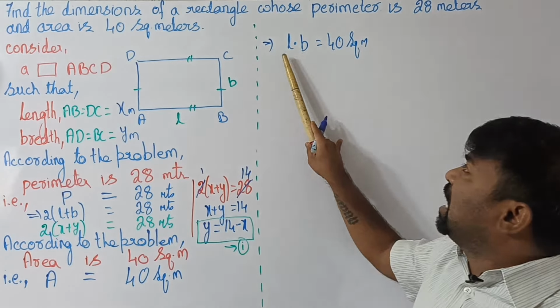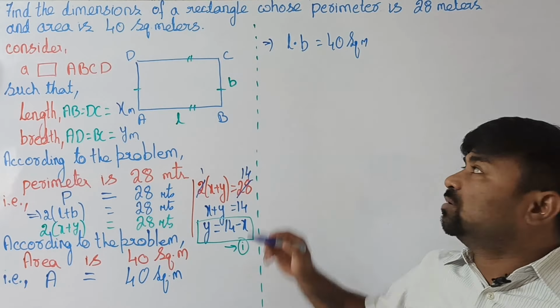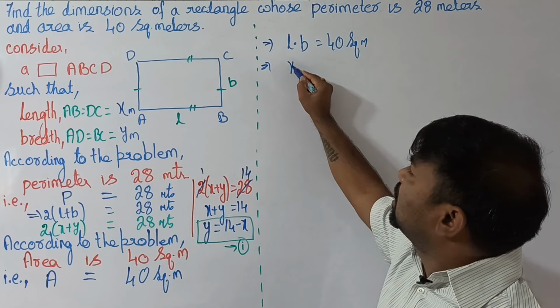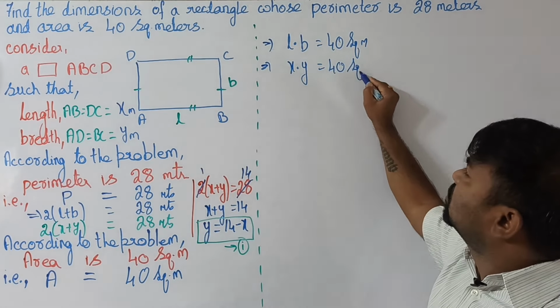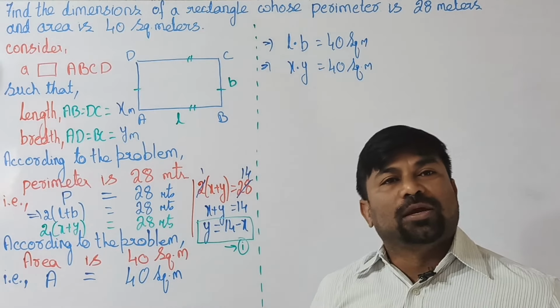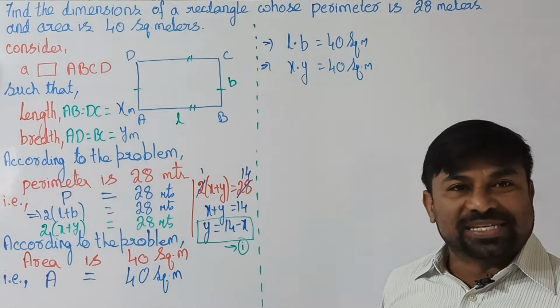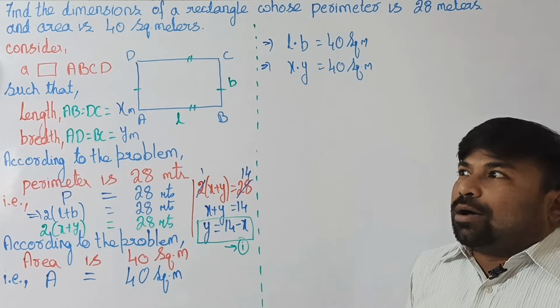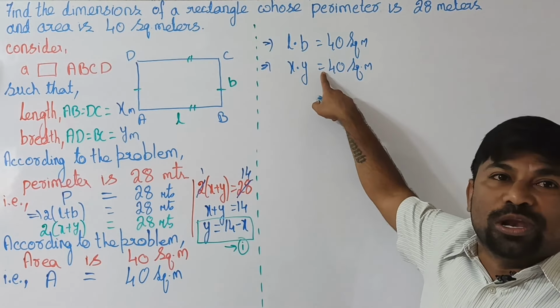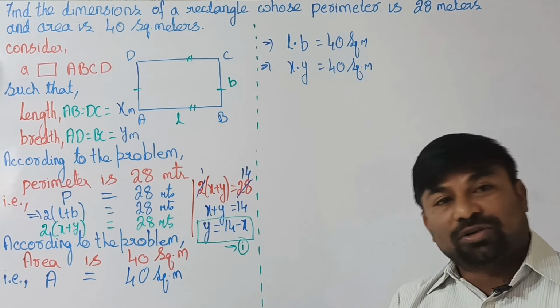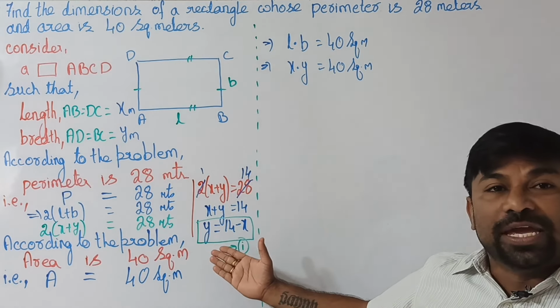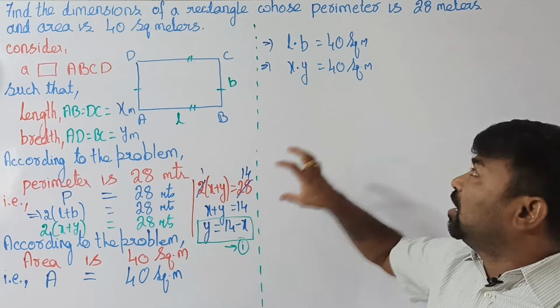Now the L and B, let's replace with X and Y. X into Y equals 40 square meters. How many variables do we have? We are having 2 variables now. But we are having only one equation and 2 variables. Let's eliminate one of the variables. Which one shall we eliminate? The variable we had made the subject.